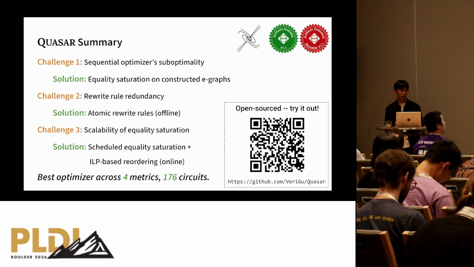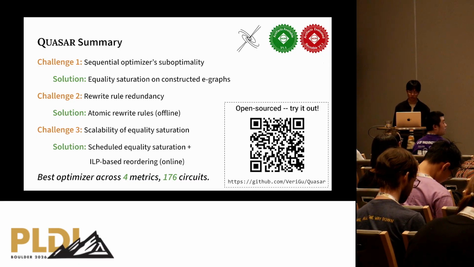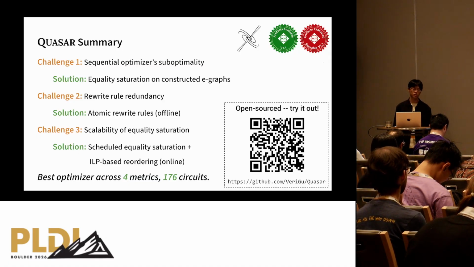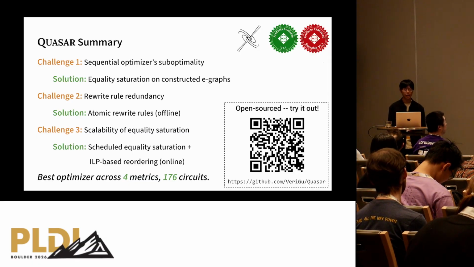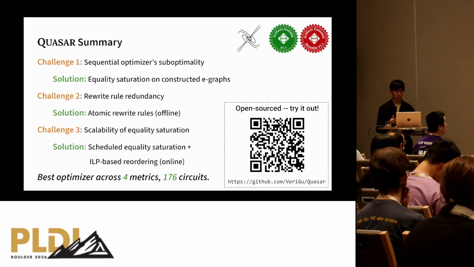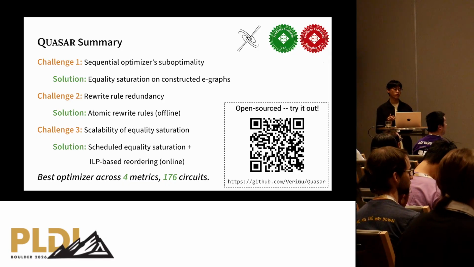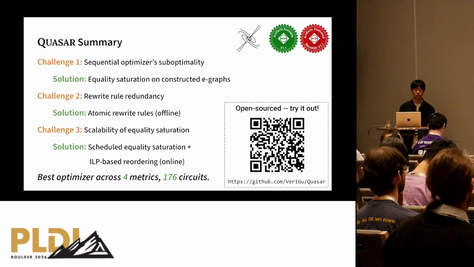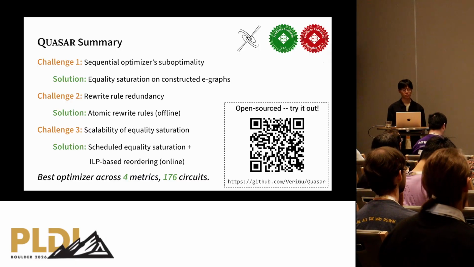And also, in our paper, we discussed the scalability of equality separation over the quantum circuit by introducing two solutions. One is the equality separation-based solution called scheduled equality separation, and another is a quantum-driven solution called ILP-based reordering, which uses integer linear programming to reorder the gate sequences, thereby reducing the effort in the exploration. And in total, it is the best optimizer for now across all the metrics and all the benchmarks.